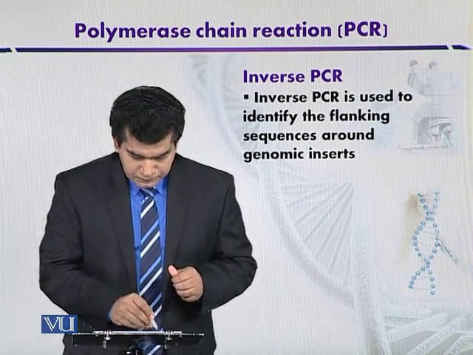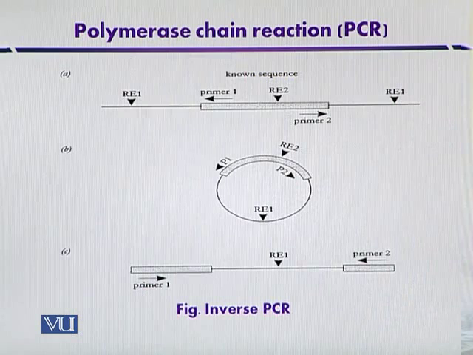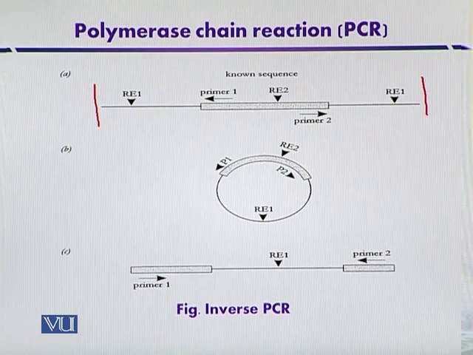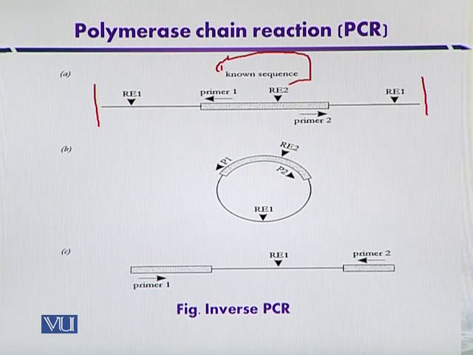For example, in this case, it is an example of inverse PCR, or the basic strategy that we will use in inverse PCR. It is a restriction fragment. This is the total length of the restriction fragment that is available. As I told you, one region may have a known sequence. Here in this case, it has a known sequence, this shaded region. And we can also develop the primer because the sequence is known, like primer 1 or primer 2.